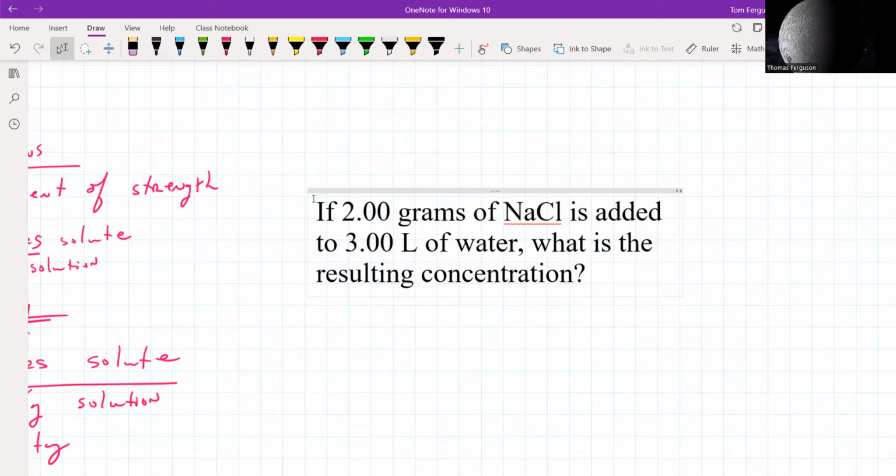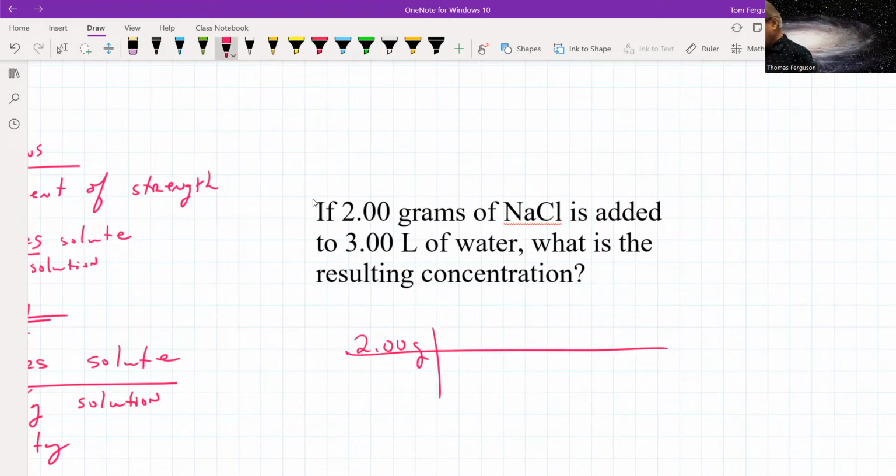So how will we do that problem? This is a two-step problem, and we need to go back to the definition of molarity, moles per liter. And that's moles per 1 liter, by the way. So the first thing we need to do is convert 2 grams to moles. And sodium is what, 22.99, and chloride is 35.45.